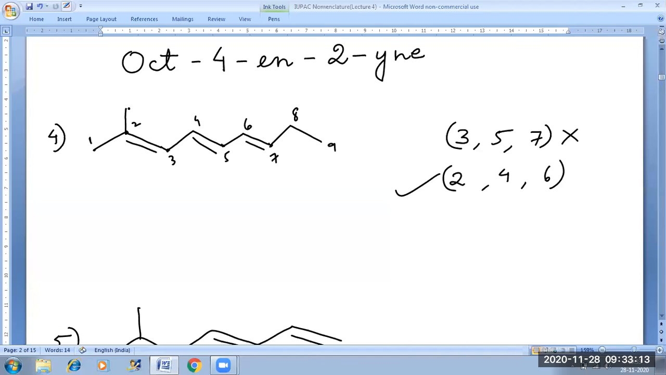At the second position, I have a methyl group. This indicates it's a methyl. So 2 methyl, 9 carbon atoms, so non, hyphen. At the second position, there's a double bond. At the fourth position, there's a double bond. At the sixth position, there's a double bond. So 2, 4, 6. There are 3 double bonds.